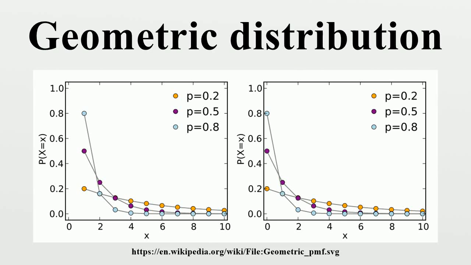In probability theory and statistics, the geometric distribution is either of two discrete probability distributions. The probability distribution of the number X of Bernoulli trials needed to get one success, supported on the set 1, 2, 3, and so on. The probability distribution of the number Y equals X minus 1 of failures before the first success, supported on the set 0, 1, 2, 3, and so on.